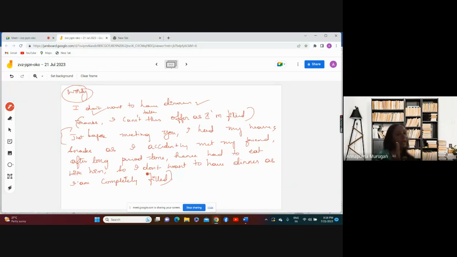Because that will actually take away your score, because this is one of the components they are going to check in your sentences, in your writing as well as speaking. See, just before meeting you, I had heavy snacks, as I accidentally met my friend after a long period of time, hence I had to eat with him. So I don't want to have dinner as I'm completely filled. So this is too wordy, isn't it?